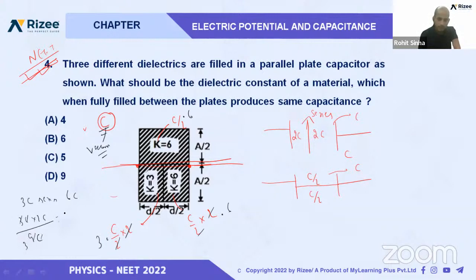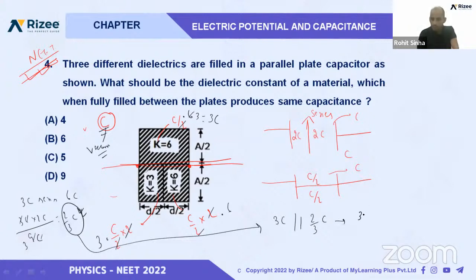We will get 2 by 3. Please check the calculation part. Usually I make some mistake. Now, this capacitor is in parallel with the upper capacitor, that is 3C. So we know that a 3C capacitor is parallel to 2 by 3 capacitance. That means the resultant will be 3C plus 2C by 3. What will we get? We will get 9C plus 2, we can write 11C by 3.